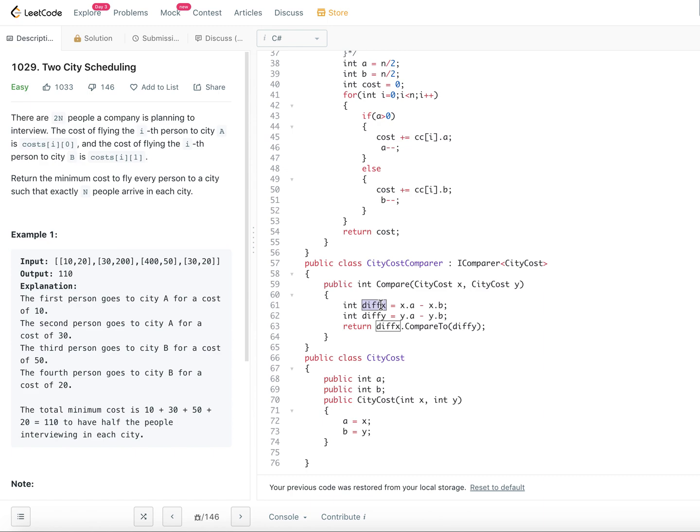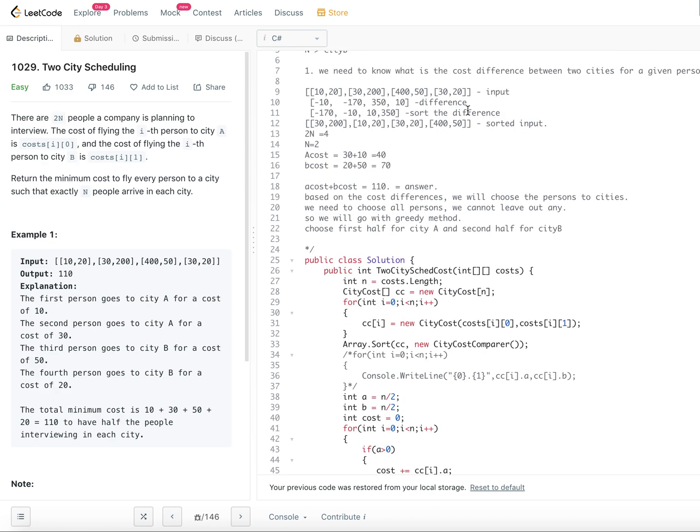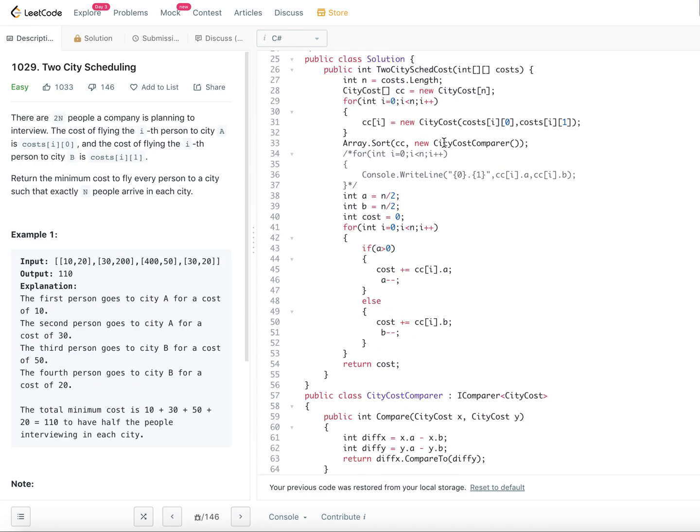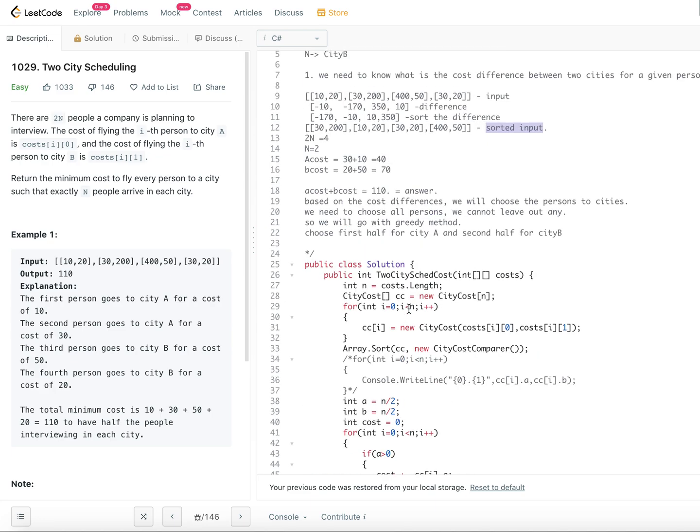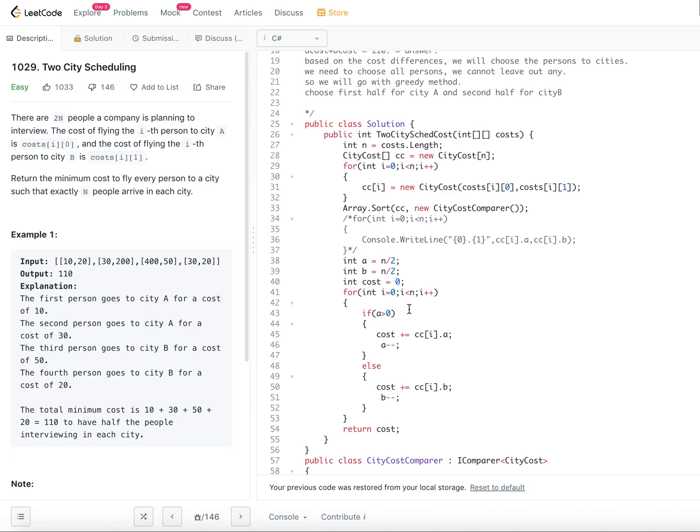So once you have those differences, we are going to use those differences to sort. So we have the input and we got the sorted input. Behind the scenes, this input is getting sorted based on the difference. That's what is done by the cost comparer. Now let's go back to the code that uses these two.